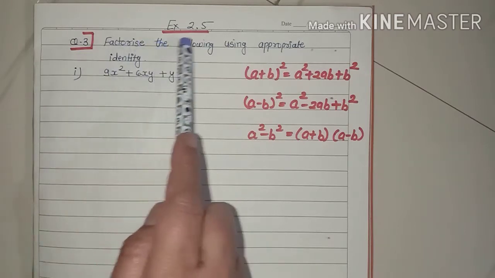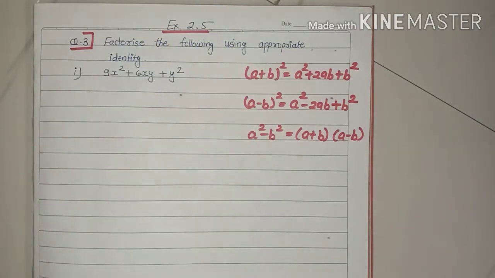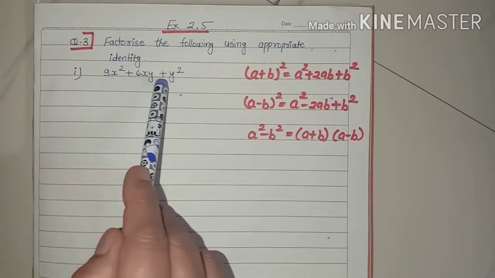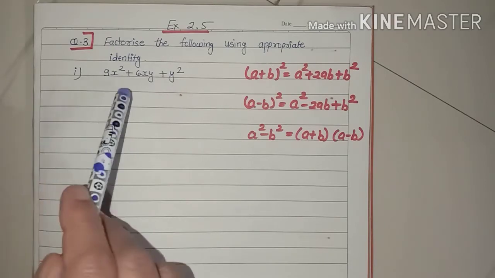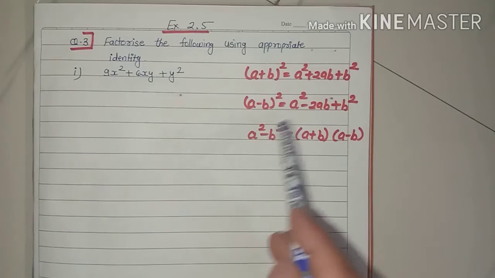Question number 3 of exercise 2.5 is: factorize the following using appropriate identity. The first part of this question is 9x square plus 6xy plus y square. You have to factorize this polynomial using identities.